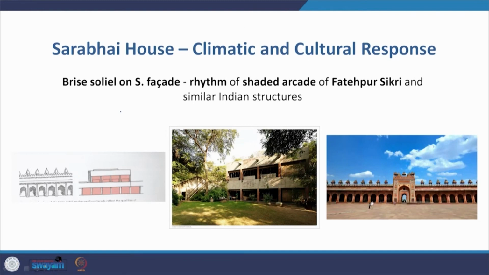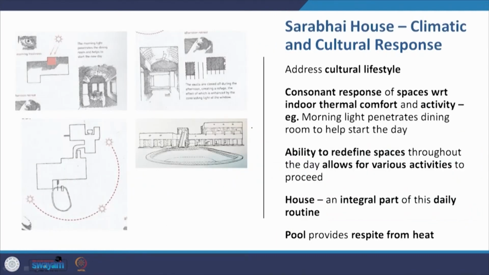Now there is a climatic and a cultural response in the Sarabai house. The brise soleil on the south facade is a similar rhythm to the shaded arcade that you find in Fatehpur Sikri. This picture shows the connection. This picture shows the shaded arcade of Fatehpur Sikri vis-a-vis the brise soleil units together in the Villa Sarabai, as you see here in the picture, and this is a similarity drawn from the cultural context. Then we have again the address to the cultural lifestyle.